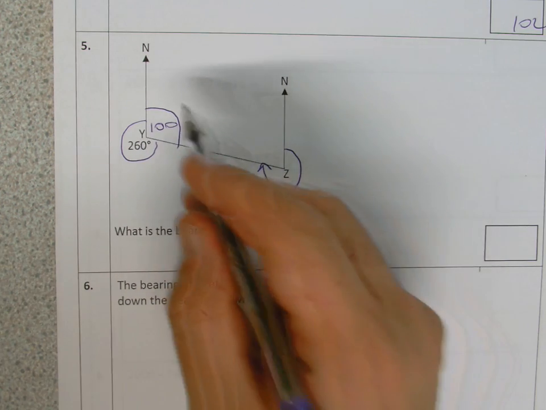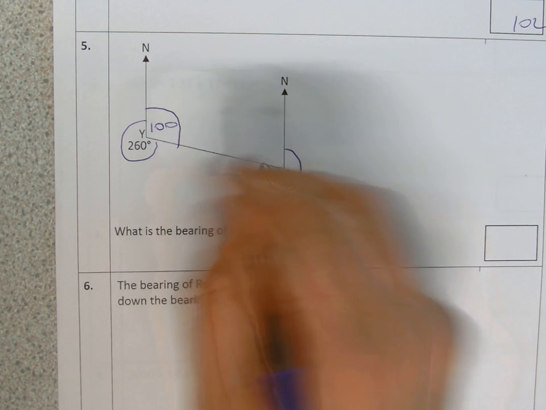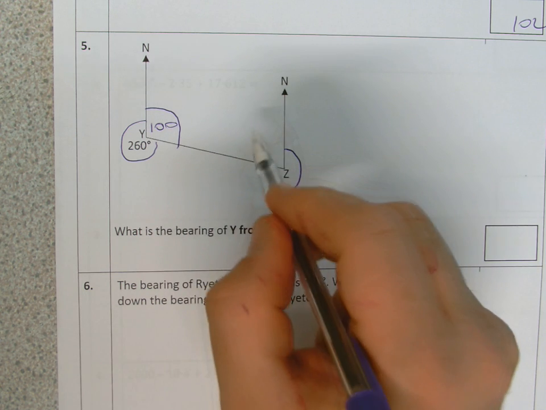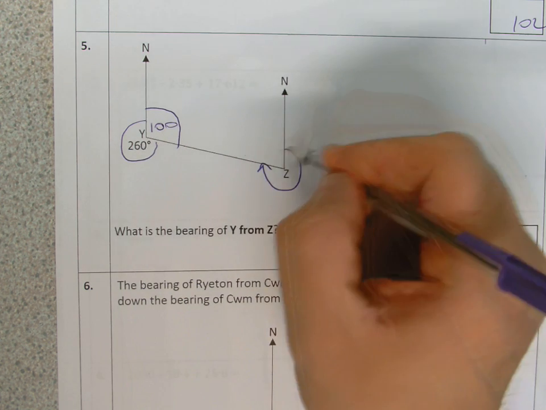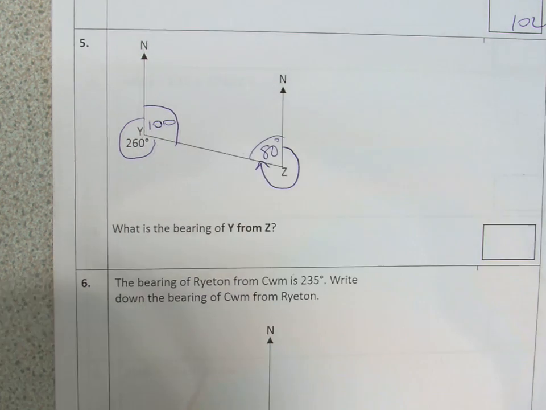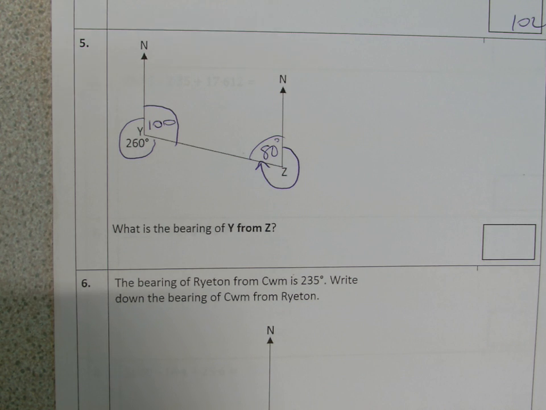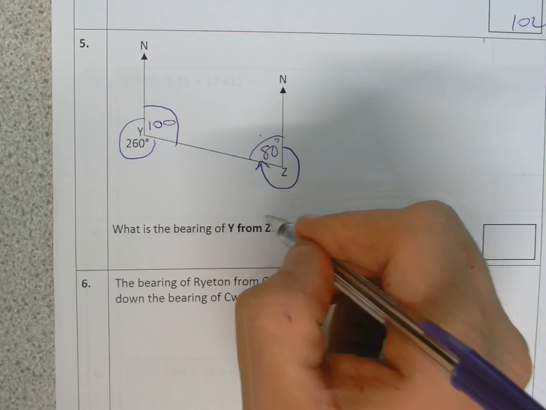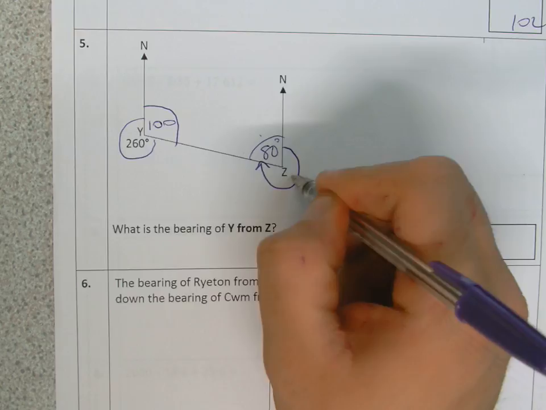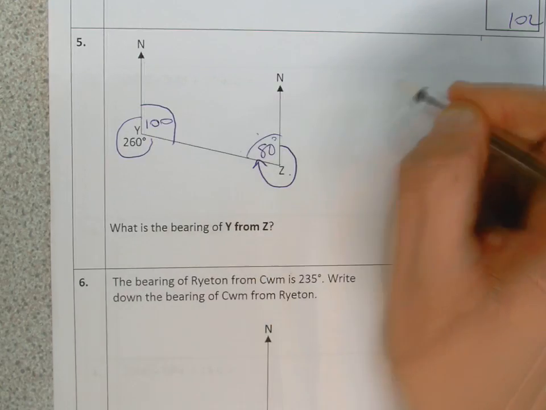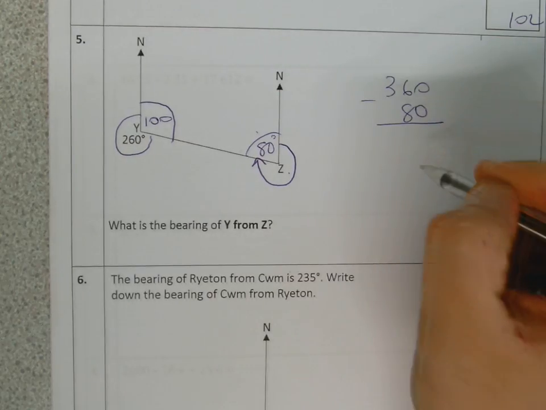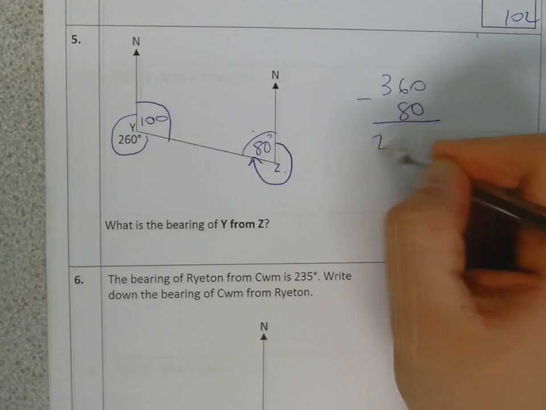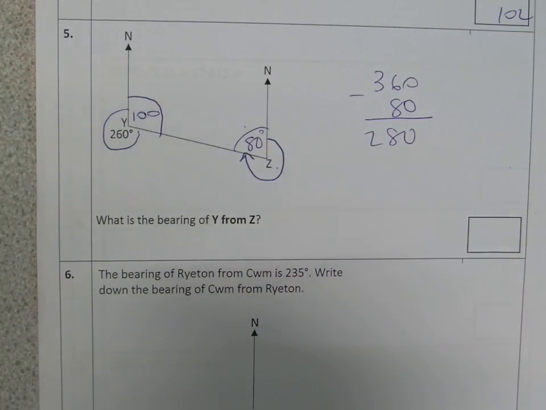And again, you should look for this straight away. When you've got two north lines, look for this idea of the interior angles. Once you've got one, you've got the other. That one's 80. They add up to 180. So this is 80 here. So then you can get a Z. You can see what makes up the full circle now. So take 80 away from 360, you're left with 280 degrees.